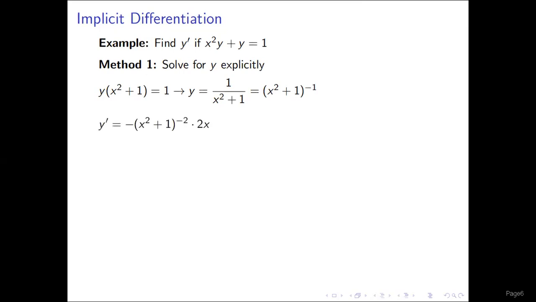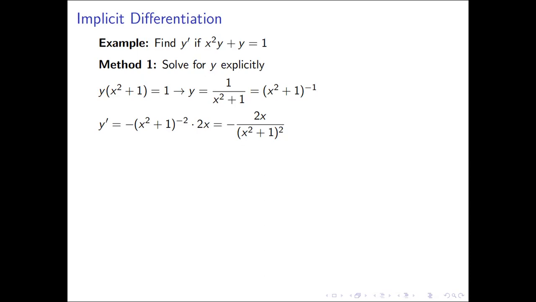So getting y prime, we apply the power rule: bring down the exponent, subtract 1, differentiate the base. So we get this, and simplification gives us the derivative as negative 2x over x squared plus 1 quantity squared. So here we have gotten the derivative by explicitly solving for y first, then differentiating after.